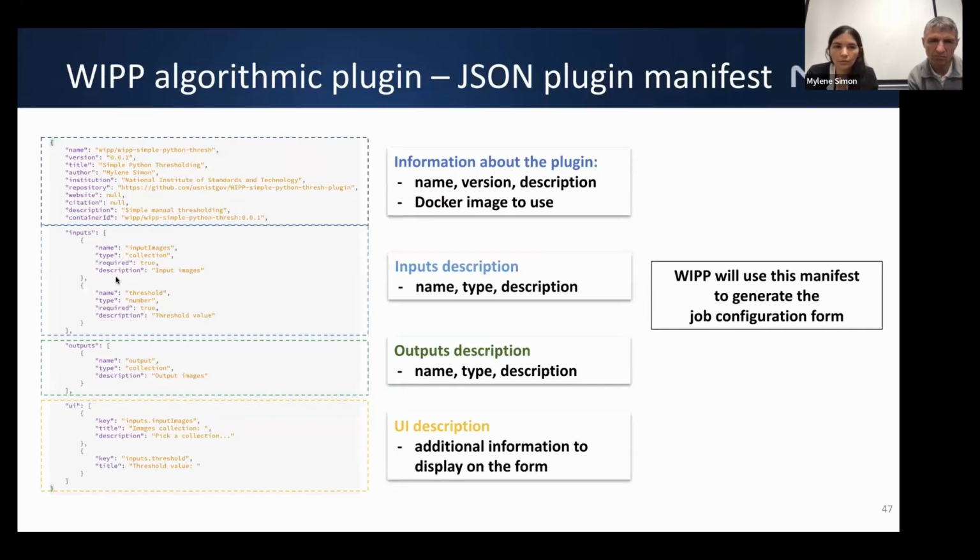Then you specify inputs and outputs. This will be used by the WIPP system to link together the plugins in a workflow, and also to display all of the UI about inputs and outputs in the workflow views. For example, here we have a collection of images as an input, a threshold value as an input, and as an output, we will get another collection of images. The UI section is to get additional information to display on the form when you create new jobs. You might want to put some helpers for the user, such as pick a collection or start typing a name. So this is really for the UI part.